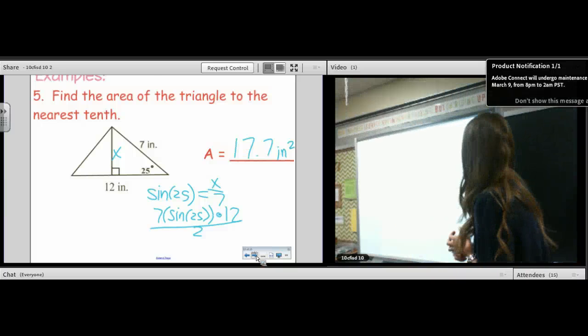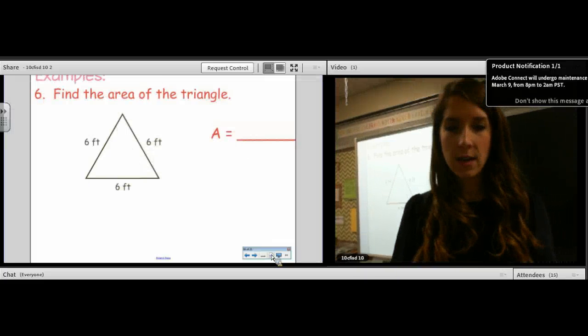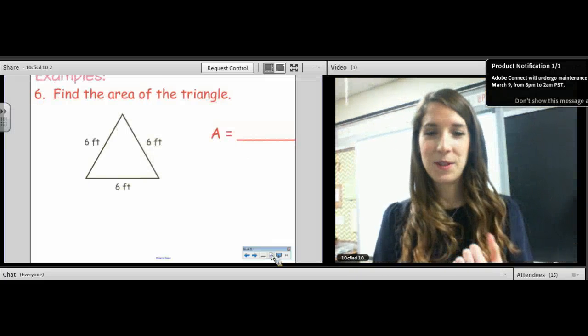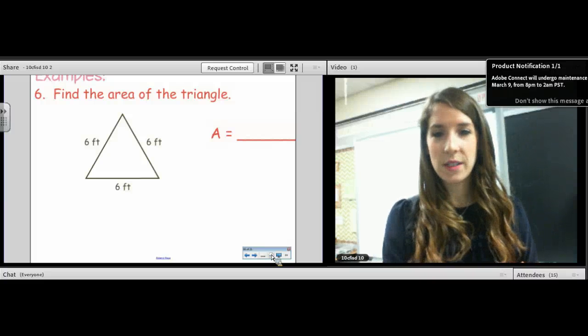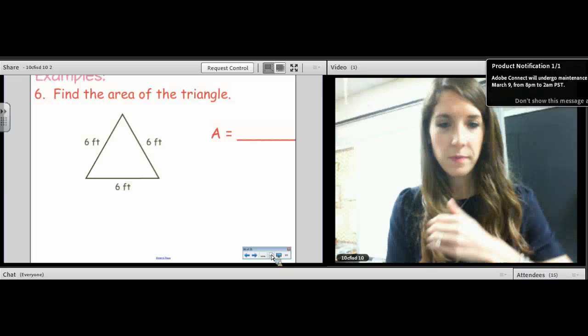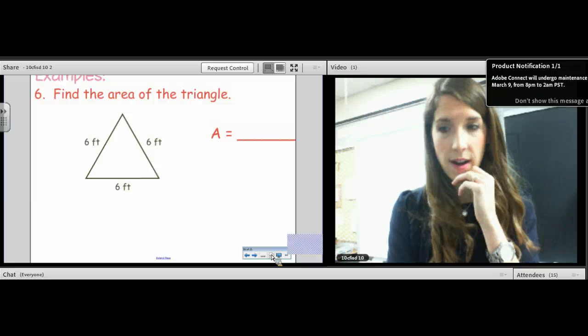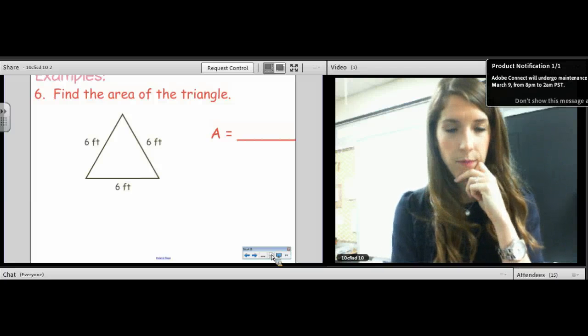Okay, let's keep going. You will see this problem multiple times in the future, so make sure that we feel good about this problem. Find the area of the triangle. I'll let you think for a minute. I wouldn't personally use Pythagorean theorem. I would use 30, 60, 90 triangles, but you can use Pythagorean theorem.